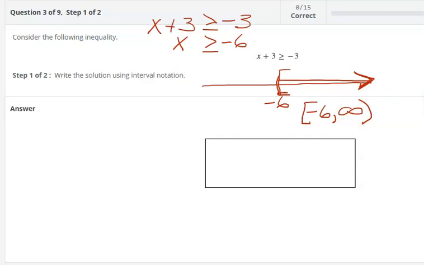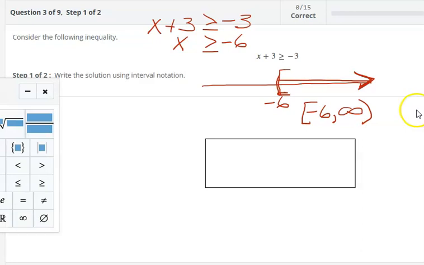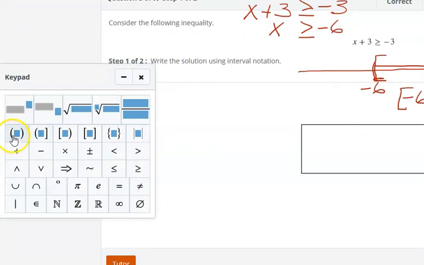Now, where do we get all of that from? Well, what we can do is go to our keypad, and we can't see it too well. Let's see, can I move it over? No, but it's off screen a little bit here. I have to go to the box over, and there you see the various choices: a set of parentheses, parenthesis bracket, bracket parenthesis, two brackets. I'm going to choose here a bracket and a parenthesis.